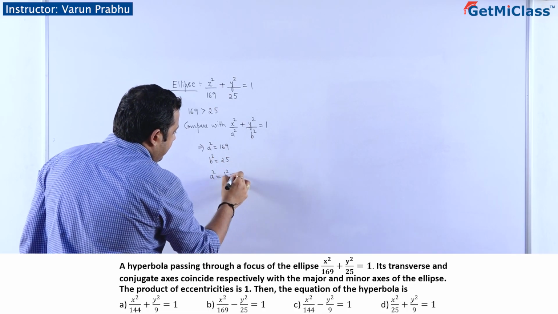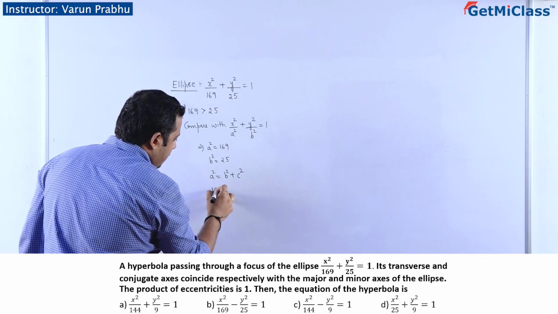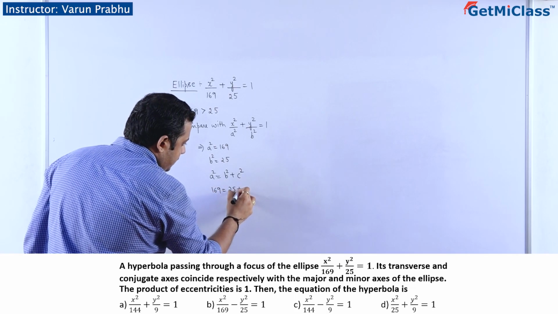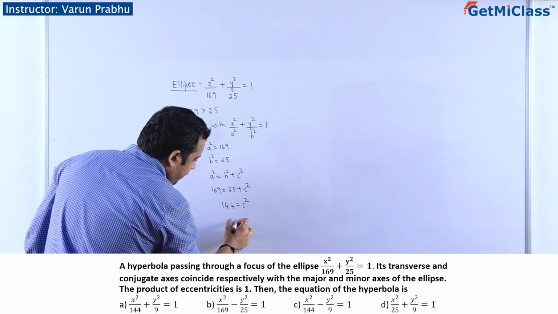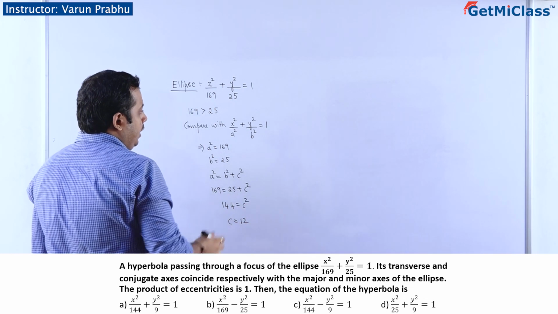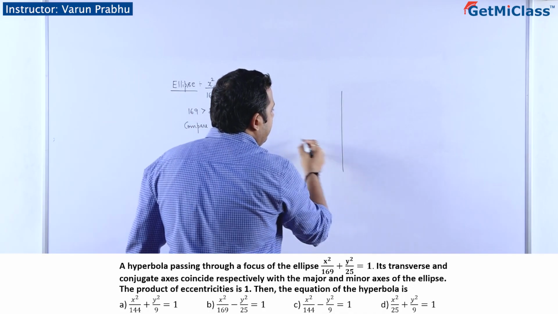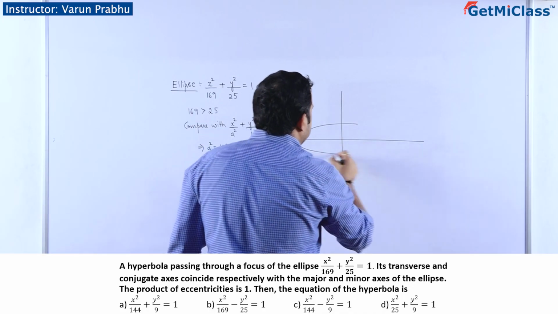a square is equal to b square plus c square. So, 169 is equal to 25 plus c square, 144 is equal to c square. So, c value is equal to 12. Now, this particular ellipse will look like this, right? Ellipse will look like this.